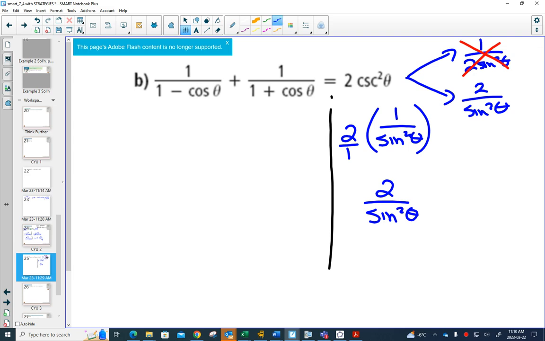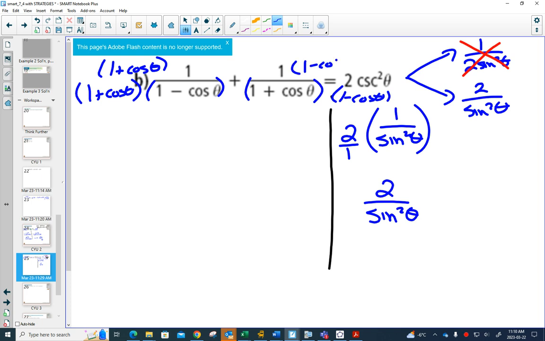Now, on the other side, we don't have a single fraction. So our number 1 strategy is to get a single fraction on both sides, and our denominators aren't the same. So we need to have a common denominator, meaning this one needs to be multiplied by 1 plus cos theta and 1 plus cos theta. And this one multiplied by 1 minus cos theta and 1 minus cos theta. That will give me a common denominator.